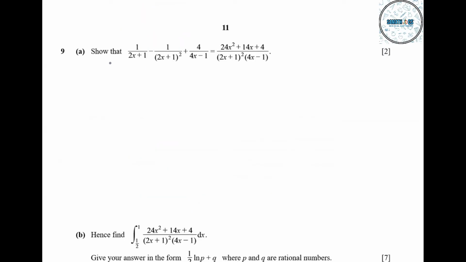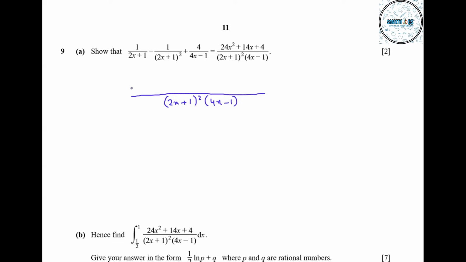Question number 9. Show that 1 upon 2x plus 1 minus 1 upon 2x plus 1 whole square plus 4 upon 4x minus 1 is equal to 24x square plus 14x plus 4 upon 2x plus 1 whole square into 4x minus 1. So first of all, we have to take out LCM over here. LCM of 2x plus 1, 2x plus 1 whole square, 4x minus 1 is 2x plus 1 whole square and 4x minus 1.